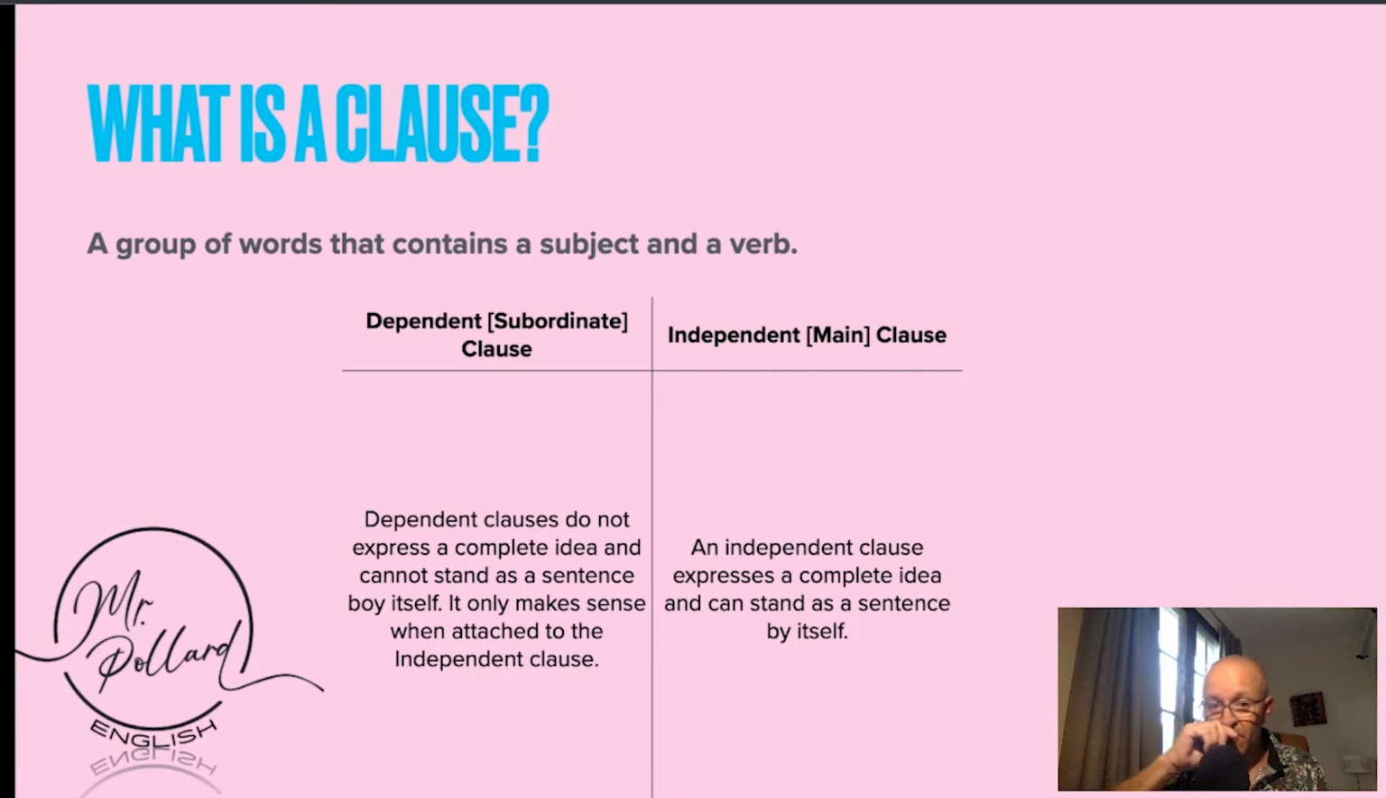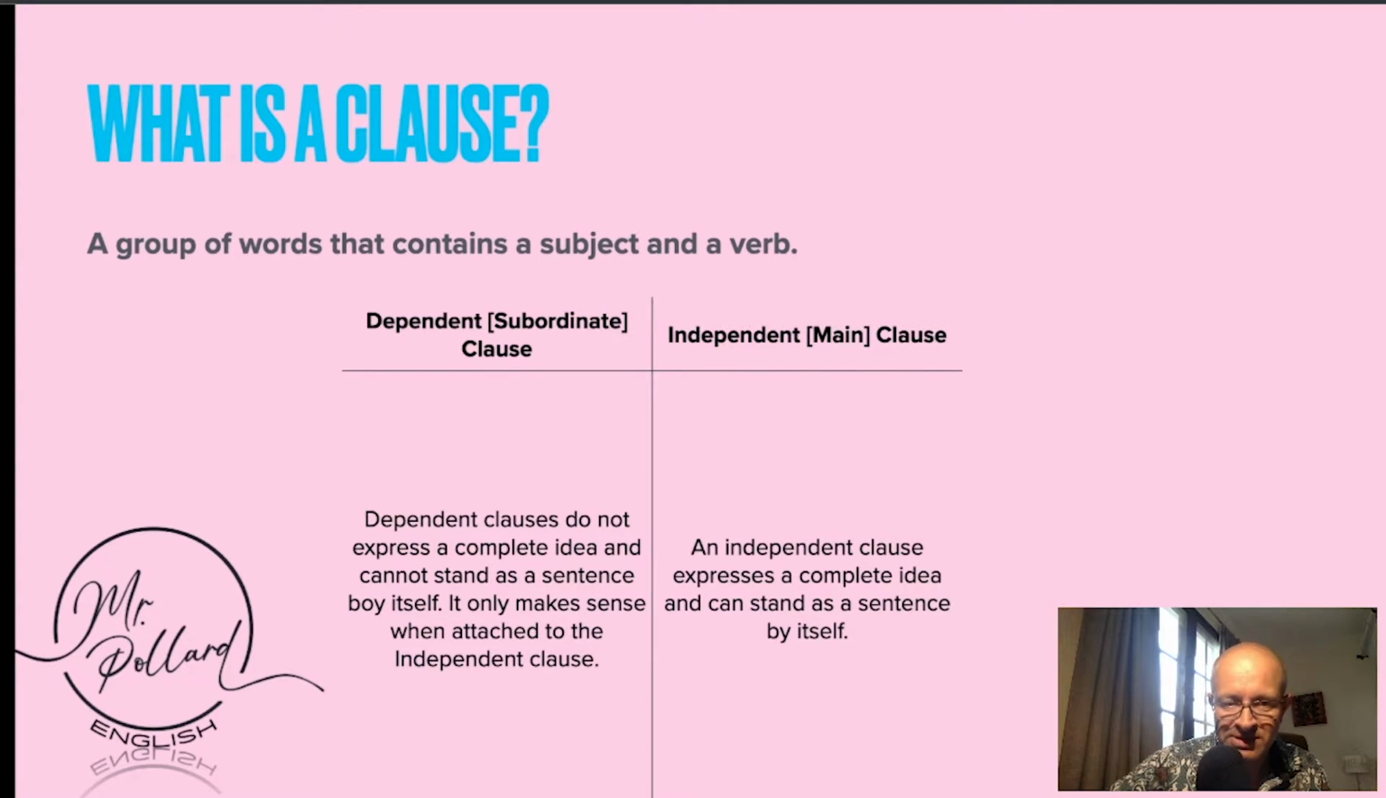A clause then is a group of words that contain a subject and a verb. Subordinate clause or dependent clause, and main or independent clause. Dependent clauses do not express a complete idea, and cannot stand as a sentence by itself. It only makes sense when attached to the independent or main clause. Whereas an independent clause, main clause, expresses a complete idea that can stand as a sentence by itself.